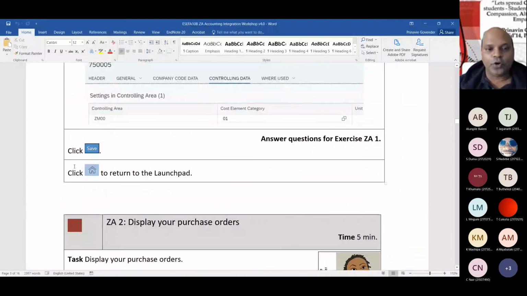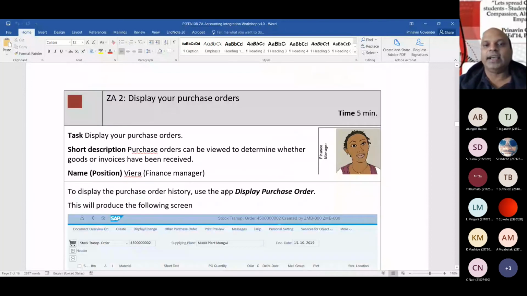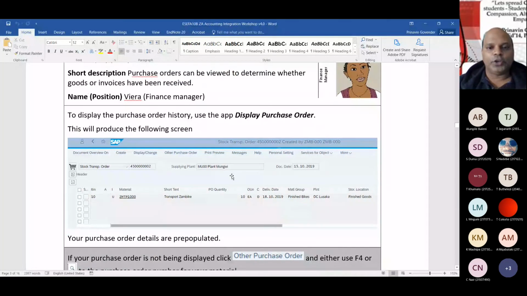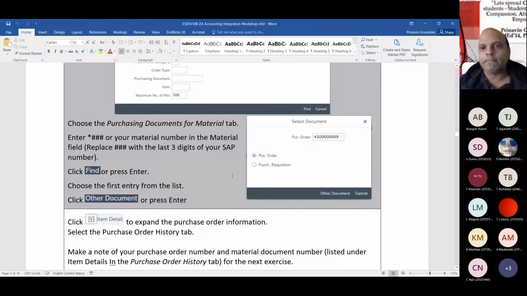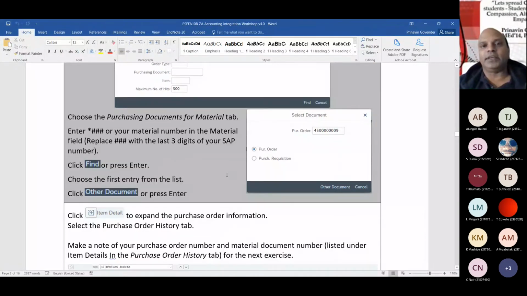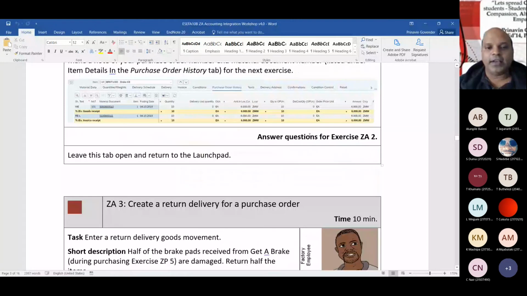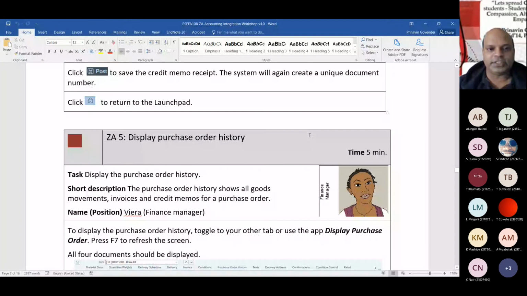Click Save. Click on the Home button. To display your purchases, display the purchase order history, click on Display Purchase Order. This will produce the following screen. You continue in this vein, right? Continue. Click on, press Enter. What is the purchase order? I did this with Miss Asanya, and hopefully she did this with you. You continue in this vein. You continue. And I guarantee you, hopefully at the end of the call, you would be able to display the financial statement, right? There's the order history you'll be creating.